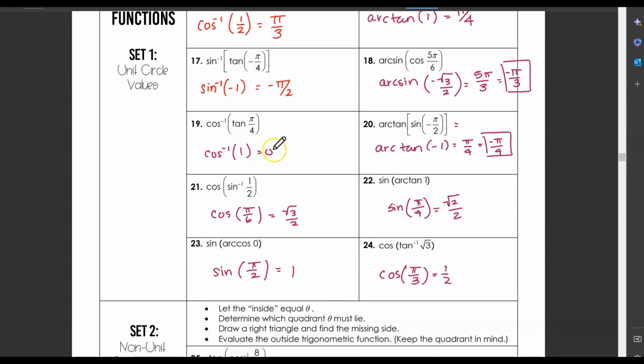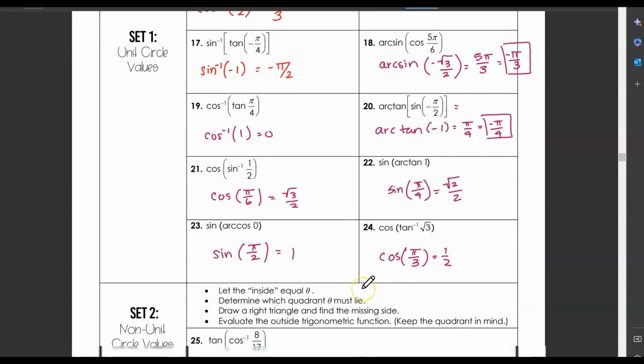I skipped number 19, sorry, I should have gotten 0. For sine of pi over 4, we should get root 2 over 2. For sine of arc cosine, we should get 1. And then for tangent inverse of root 3, we should get cosine of pi over 3, so therefore we get 1. So now we're going from the arc tangents and the tangent inverses to the original trig functions. All right, let's take a look at the non-unit circle values.